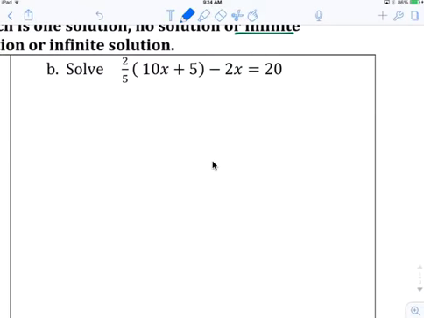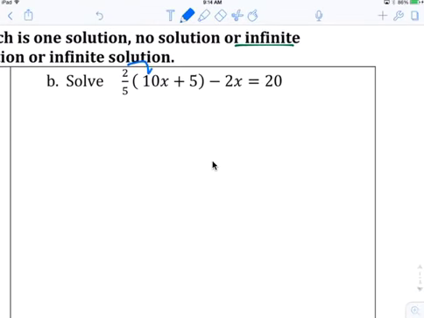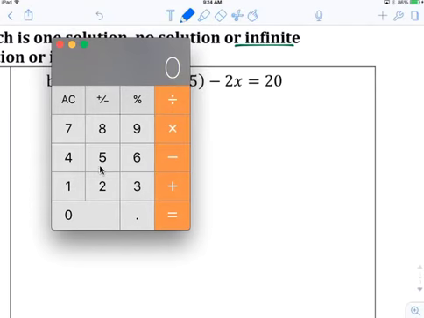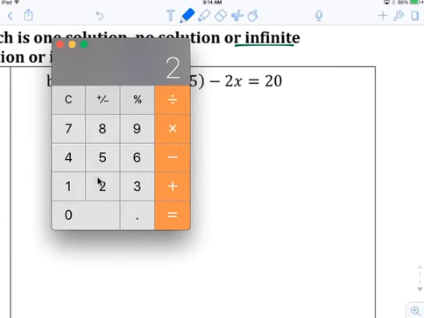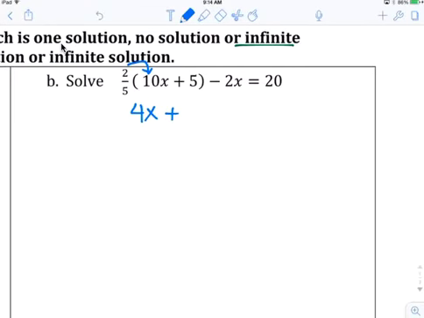Now, with this problem here, I have the student do, on their calculator, 1 divided by 5 times 10. They literally put that in. 2 divided by 5 times 10 equals, then the answer is 4. So I have them do that. 4x plus the same thing with this one. I have them put 2 divided by 5 times 5. The answer is 2 plus 2.